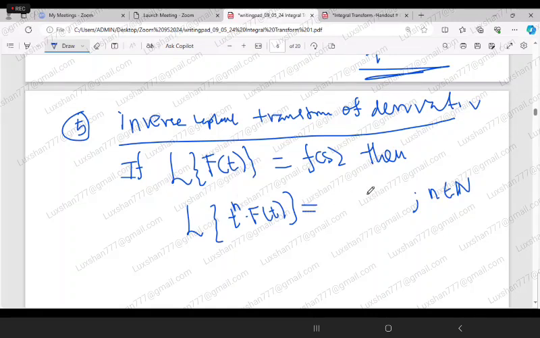The Laplace transform of f(t) is equal to F(s). Then what is the Laplace transform of t to the power n into f(t)? We have studied it as one of the theorems. Can anyone answer this question? I'm waiting for your responses.